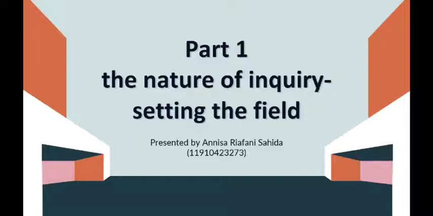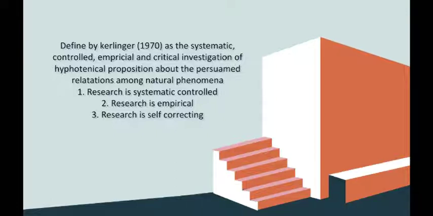From 5C class, English Education Department, on this occasion I would like to explain about the nature of inquiry set in the field. The first is the search for truth, defined by Kerlinger as the systematic, controlled, empirical and critical investigation of hypothetical propositions about the presumed relations among natural phenomena.